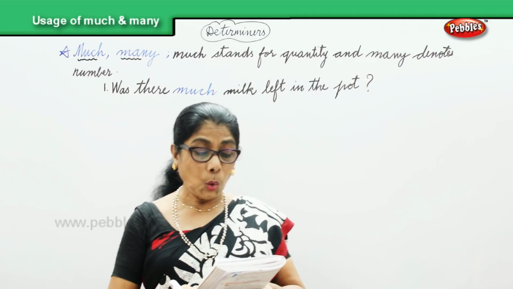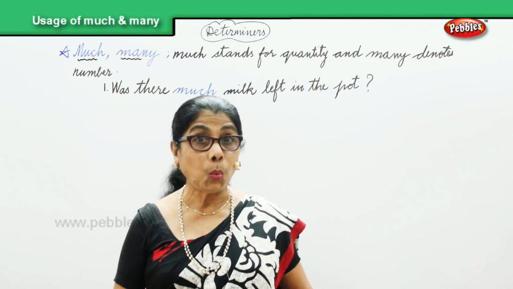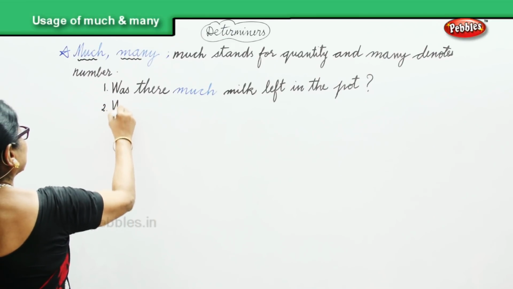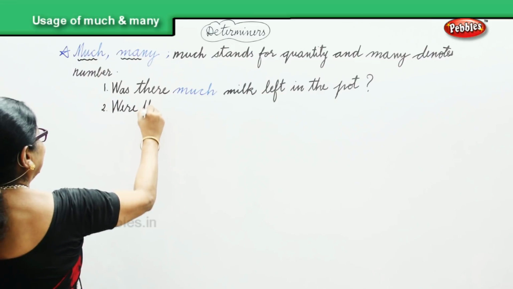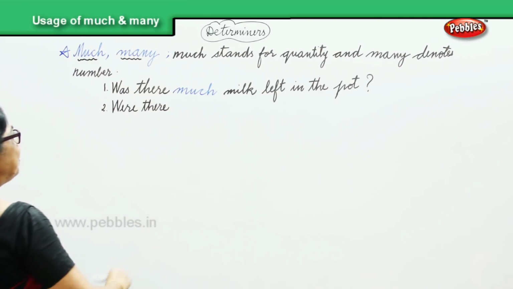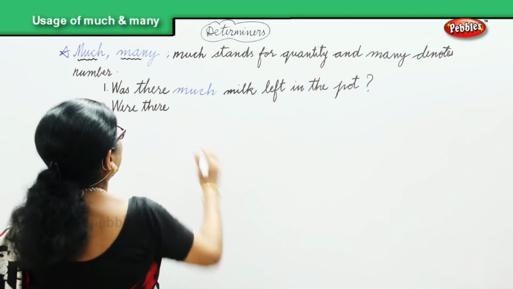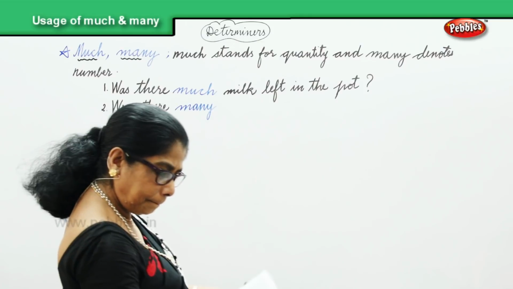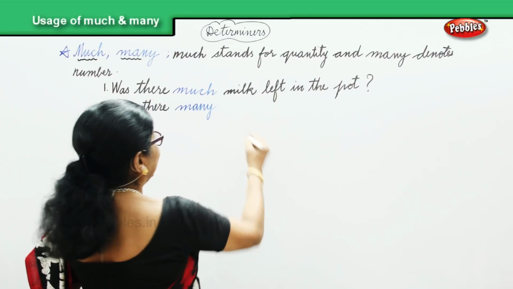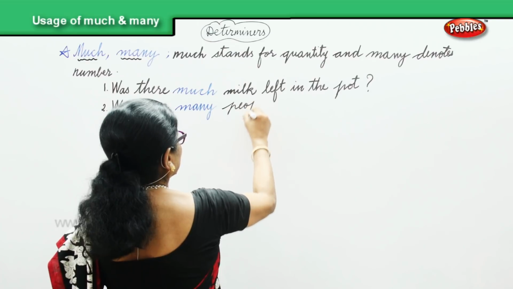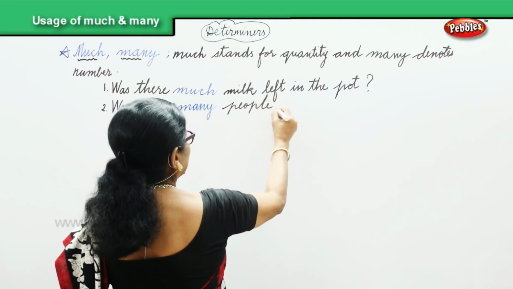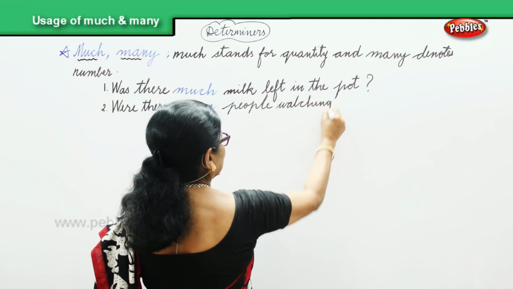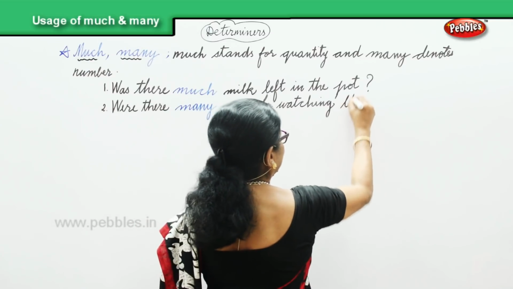Another sentence. Were there many people watching the movie? Were there many people? Many people watching the movie?